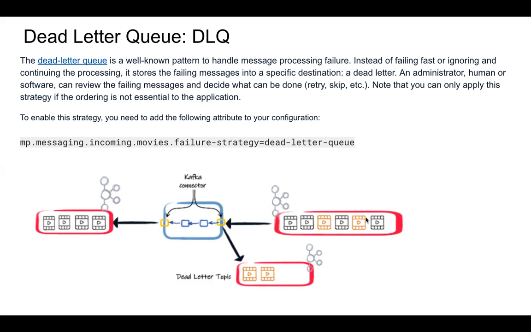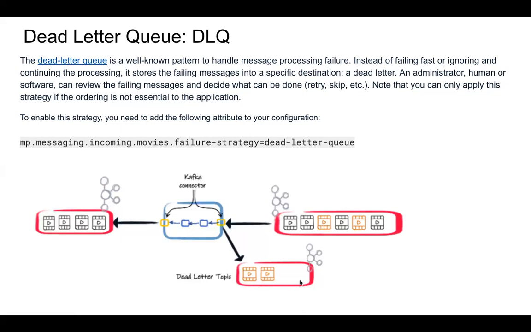So again, 3 failure strategies: fail fast. Even if one message cannot be delivered, the connector marks your application as unhealthy, which is the default. Then you had ignore, which is just in the initial phases of development, or if your use case is such that you don't care if the message gets delivered. In that case, you would use the ignore strategy. The last one is dead letter queue, which means the messages that could not be delivered are stored in a separate topic, which is known as a dead letter queue.